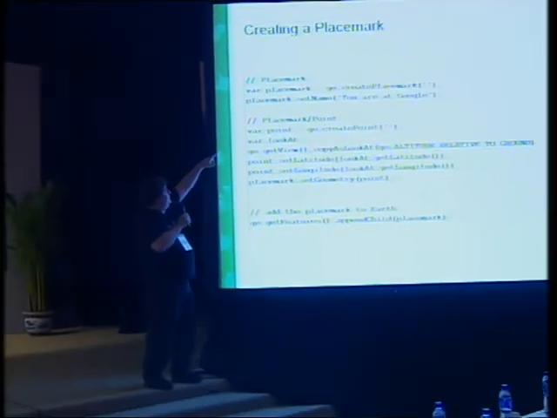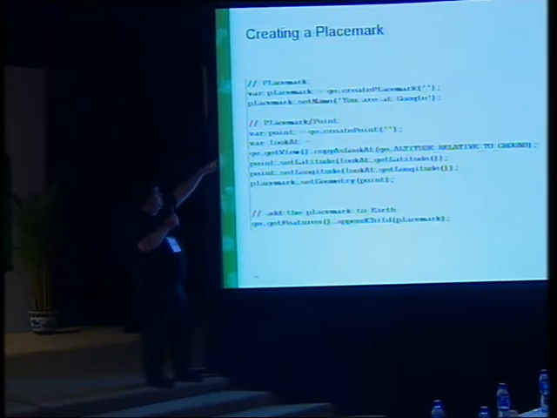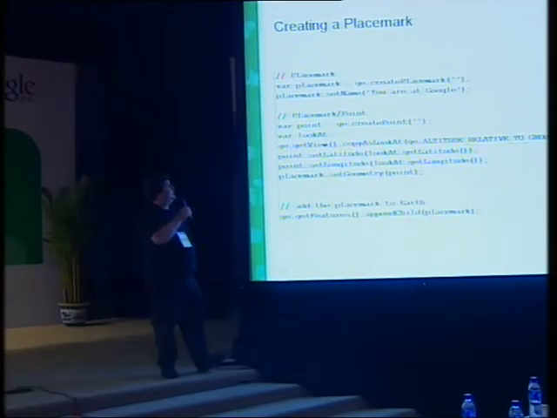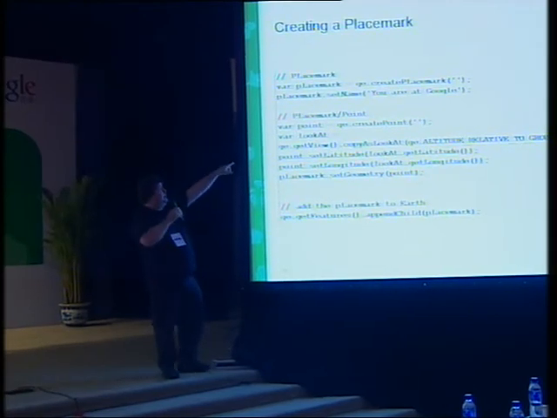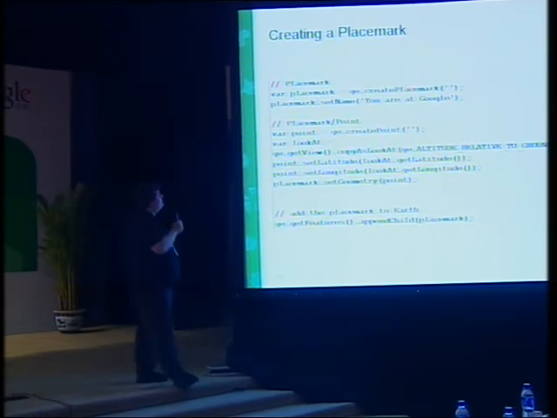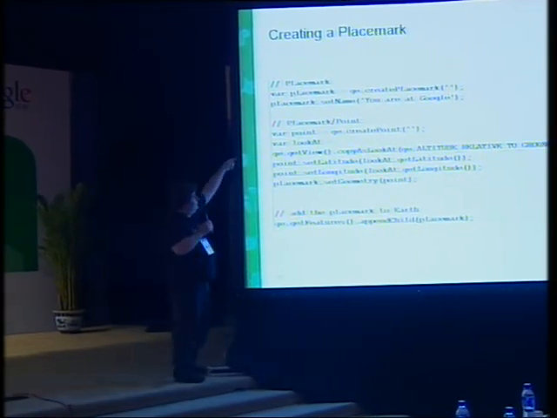So you see here at the top, this is creating a placemark. A placemark is your fundamental unit of geometry. It's a point on your Earth browser. So here we create a placemark, which is just creating a variable placemark, which is g.createPlacemark. I could put a name in there, but I chose not to. Then I can set the name in the next line, placemark.setName, "You are at Google." And then I create a point.